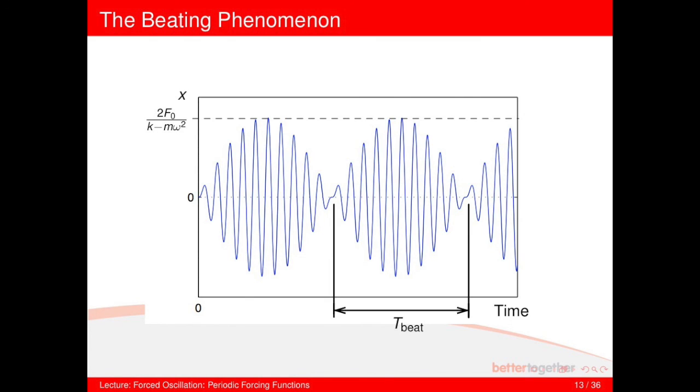And there's our beat period. The beat period is not the frequency of the oscillation, but the frequency of the beating that's going on.